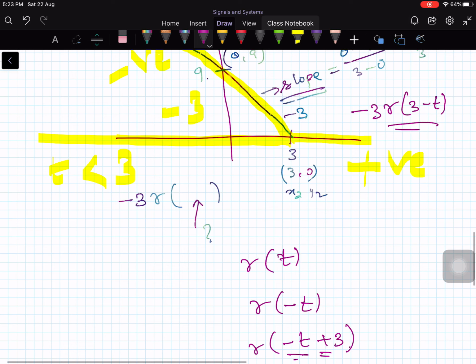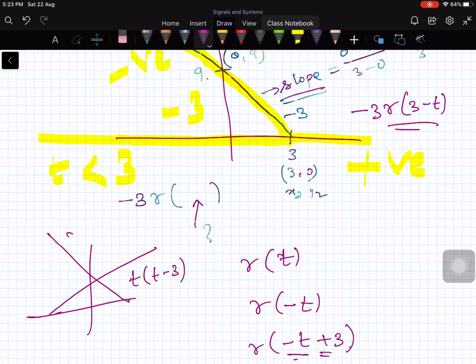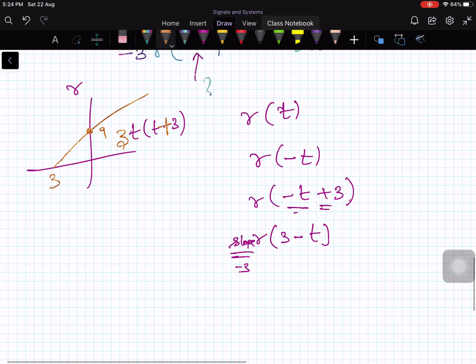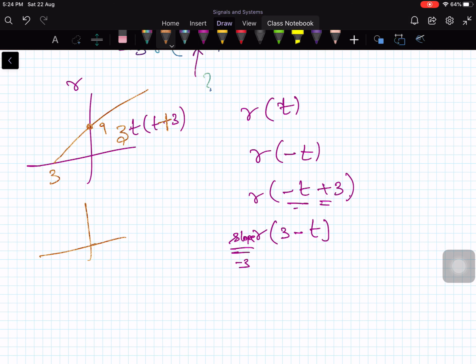In case the function goes like this, then it is r of t minus 3. But the function goes like this, therefore it is time reversed. One minute, I don't want to confuse it, let me draw. I am sorry. If the function goes like this, r of t plus 3, let us say this point is 9 and this point is 3, then 3 times r of t plus 3. If you have it like this, then it is r of t. If you draw the function like this, then it is r of minus t.